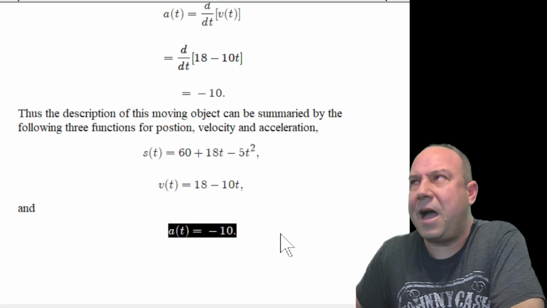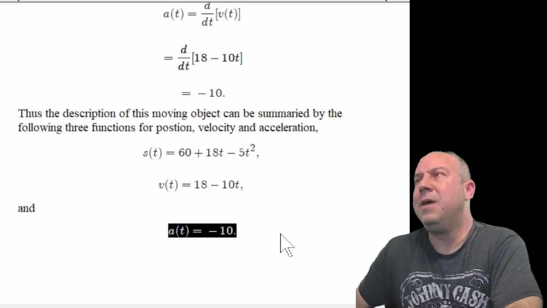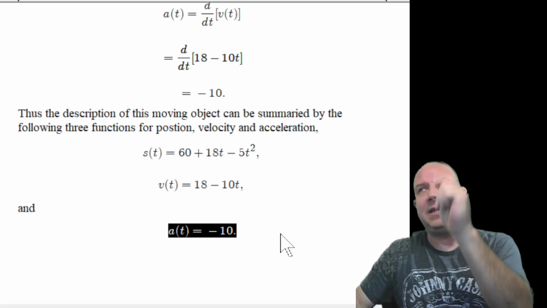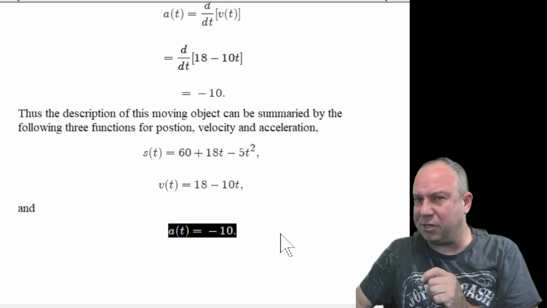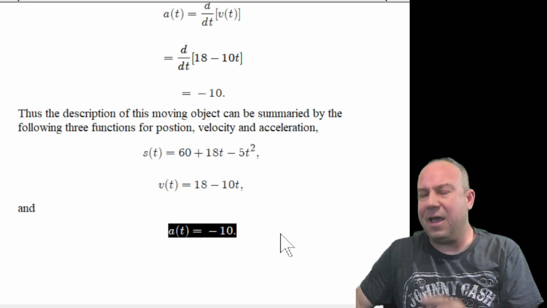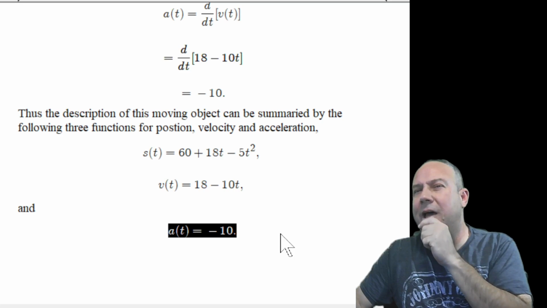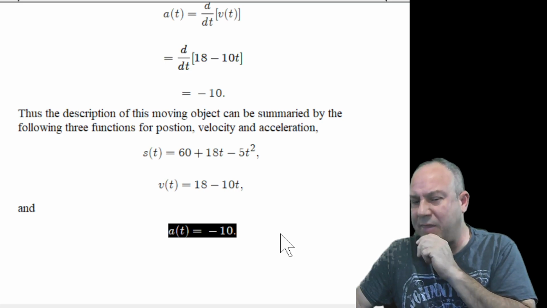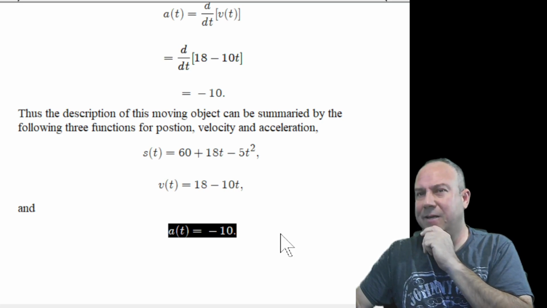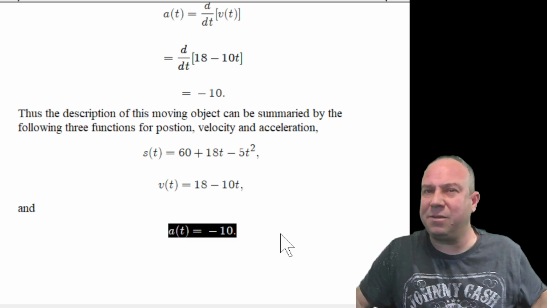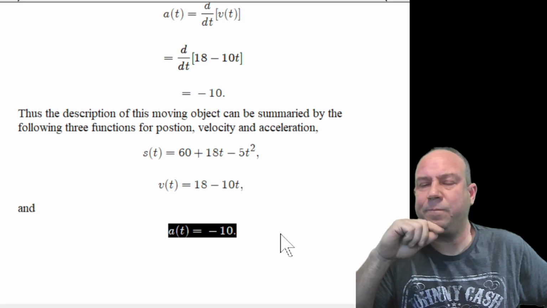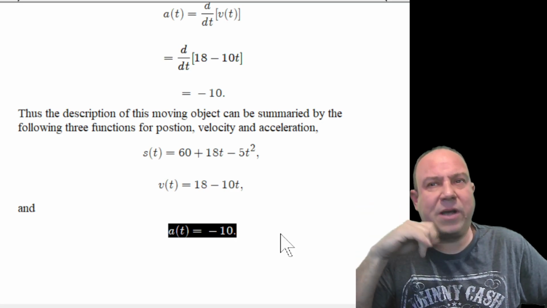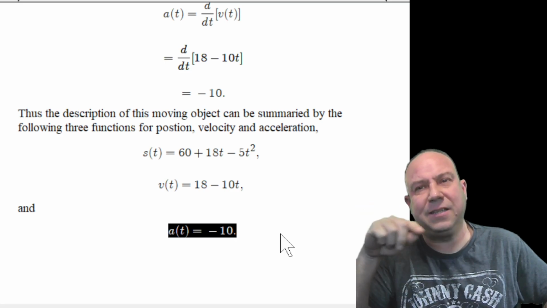And I use that term loosely there. By accelerating, I do mean speeding up or slowing down. And this object is speeding up or slowing down at the same rate. And I have to be careful with that, because all that depends upon is also my velocity's interpretation. But I do note acceleration is constant. It's constantly -10.